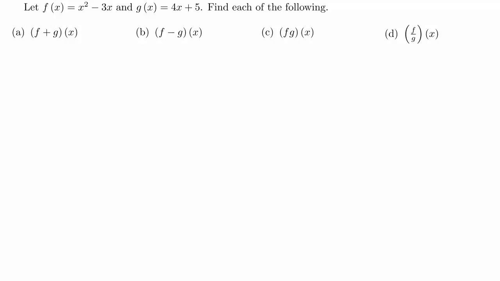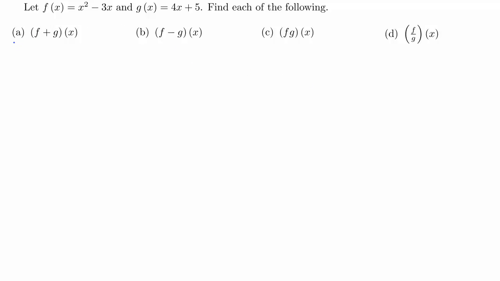Hello. In this example, we let f of x equal x squared minus 3x and g of x equal 4x plus 5. And we want to find the four function operations, f plus g, f minus g, f times g, and f divided by g of x. And at the end, I will also do the domains.